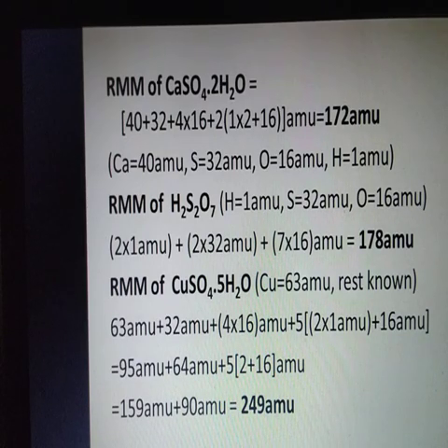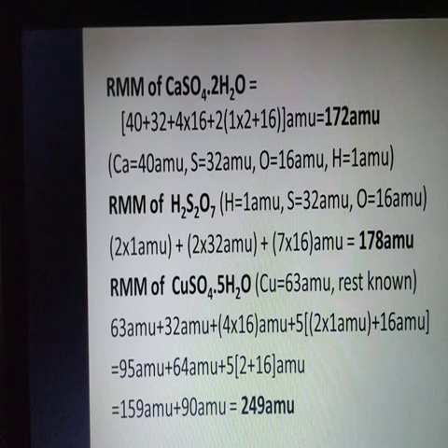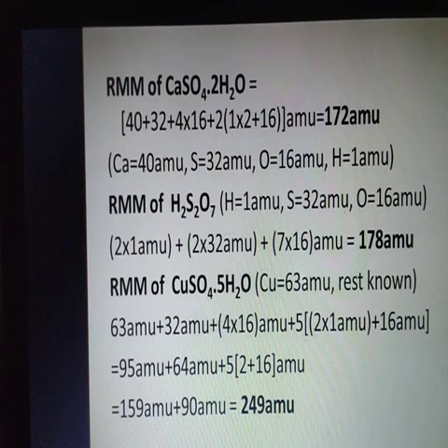Let's make slightly more complex things. The relative molecular mass of hydrated calcium sulfate, CaSO4.2H2O. What's the common name? Gypsum salt. Remember this. And when the 2H2O becomes half H2O, CaSO4.1/2H2O, it becomes plaster of Paris.